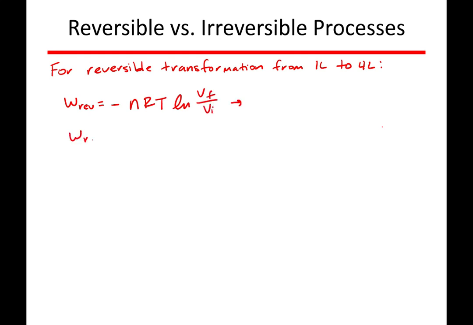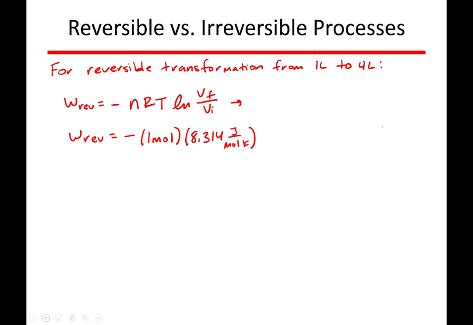And we did this transformation from an initial volume of 1 liter to a final volume of 4 liters. We said that this was being done with 1 mole of ideal gas. And because we're trying to calculate work in units of joules, the R that we should use should be in units of joules. So that should be the 8.314 joules per mole per Kelvin.